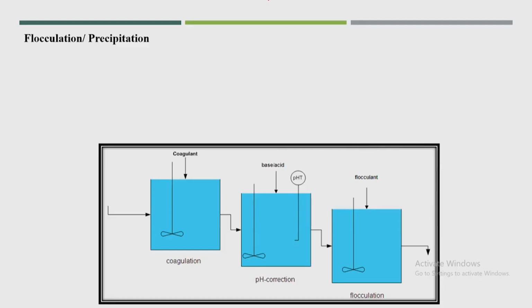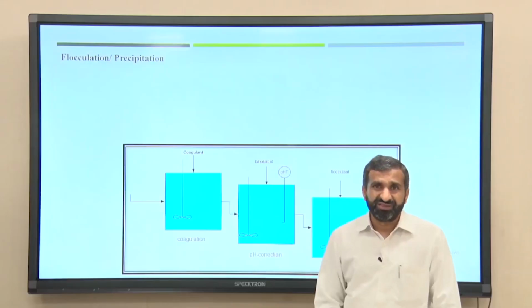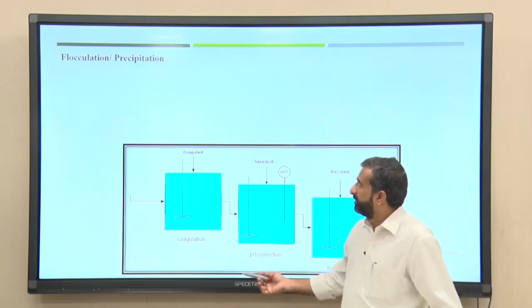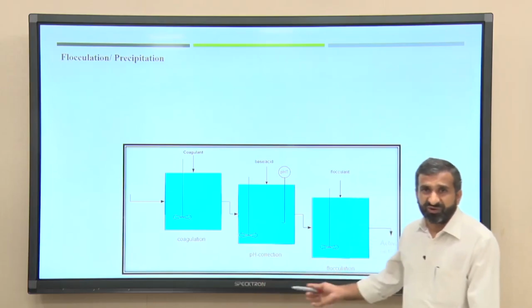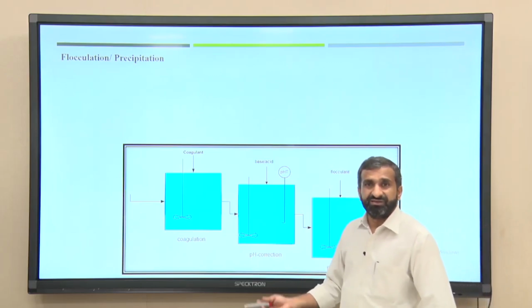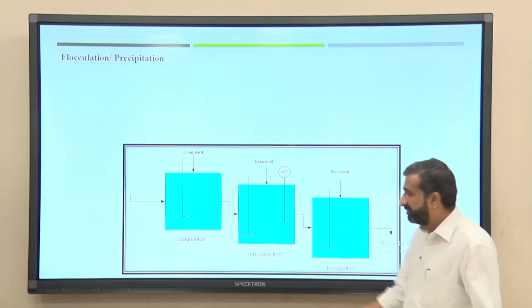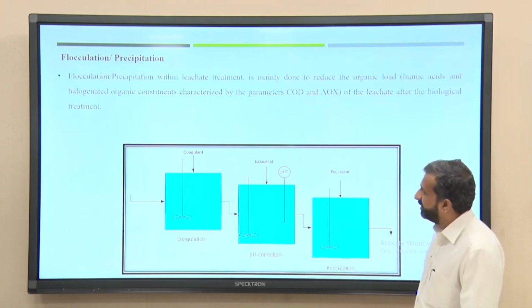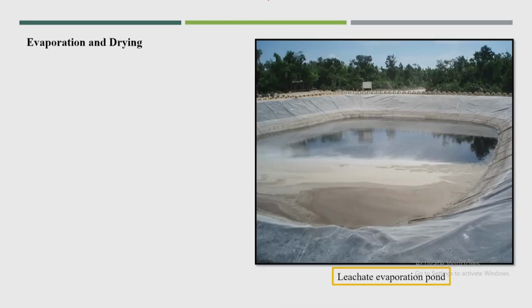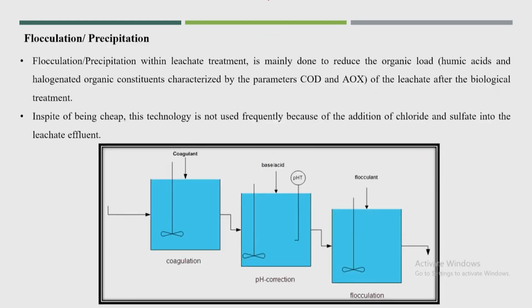If you add some coagulant, because as I told you, the BOD5 value is mostly because of the suspended solids. If you are able to remove these suspended solids by the coagulation flocculation process followed by precipitation, maybe 70 to 80% of BOD5 will get removed. And this is one of the cheapest methods of the treatment process.